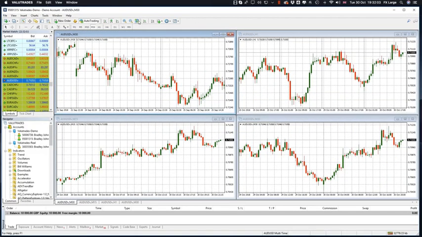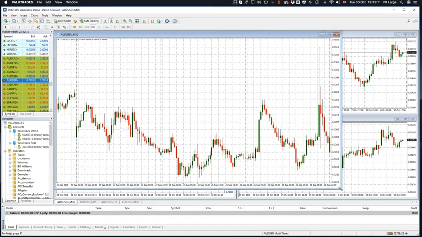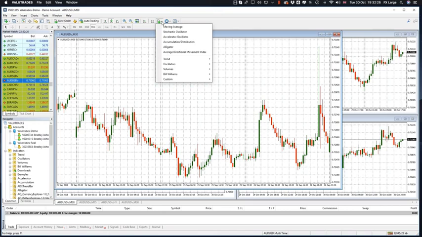Now I have a clean chart. And again, this would not affect the template unless I told it to. Okay, let's say we wanted to add some indicators. As we get to know more about MT4 and trading, we don't want to just trade naked charts. We can simply add indicators. So let's take a look at the moving average.